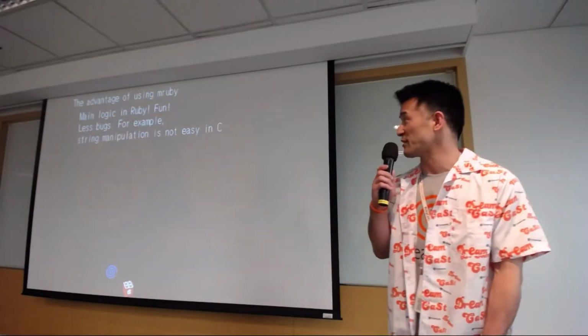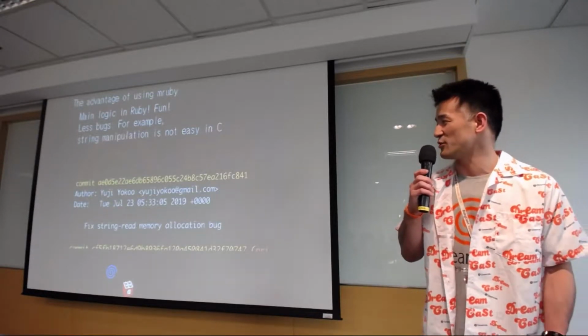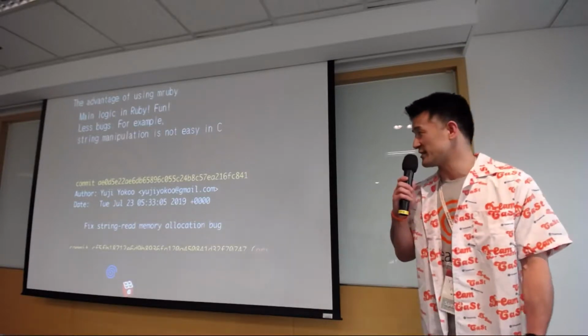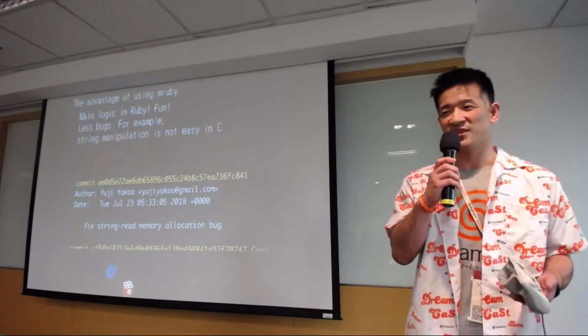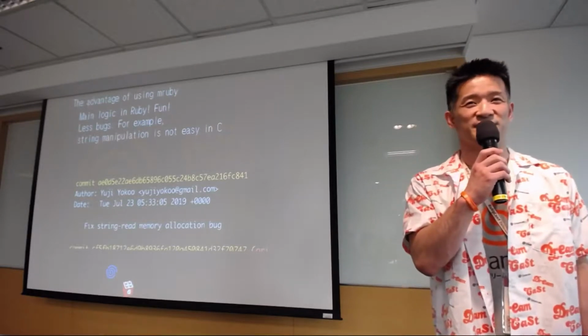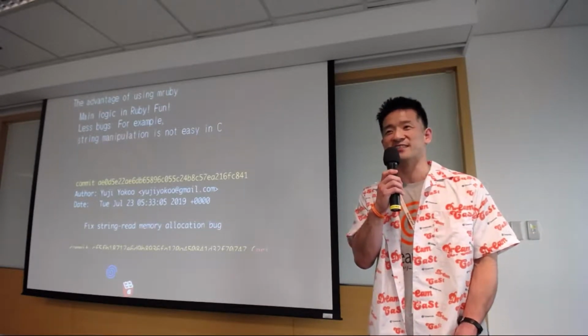For example, string manipulation in C is very hard, and this is a commit log from this presentation app a couple of days ago. I was wondering why this thing was crashing intermittently, and then I realized there was a memory allocation bug because I didn't quite account for the null terminator on a C string.